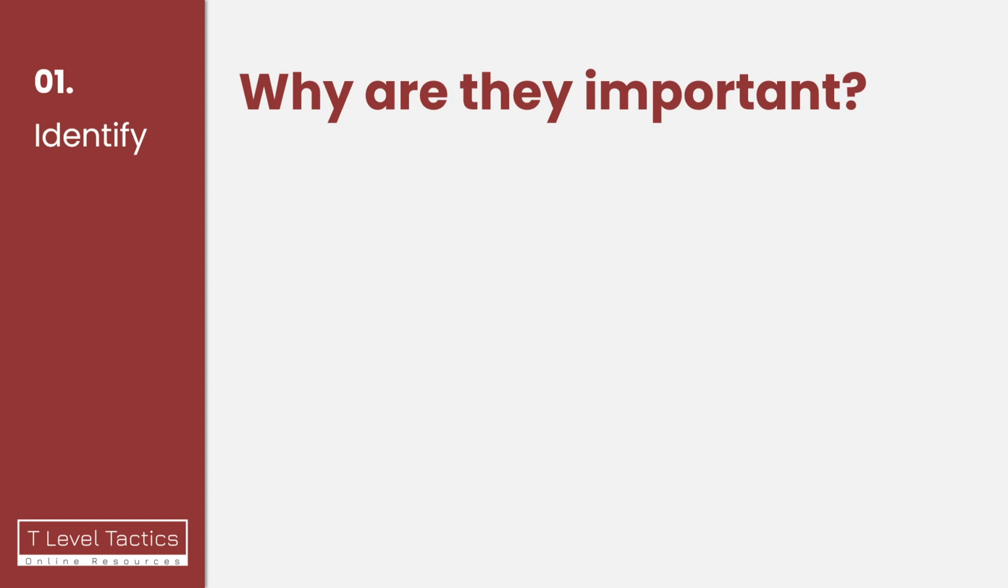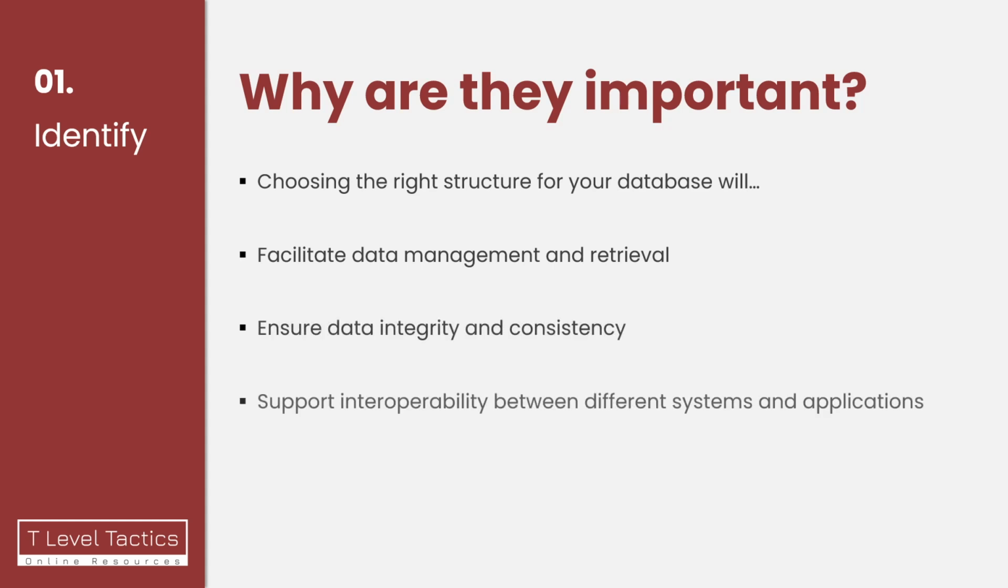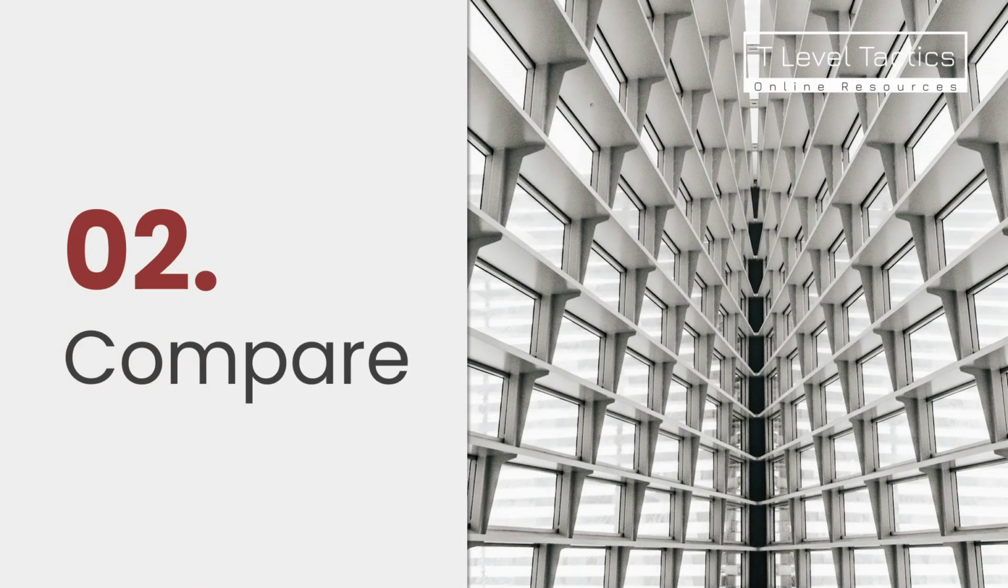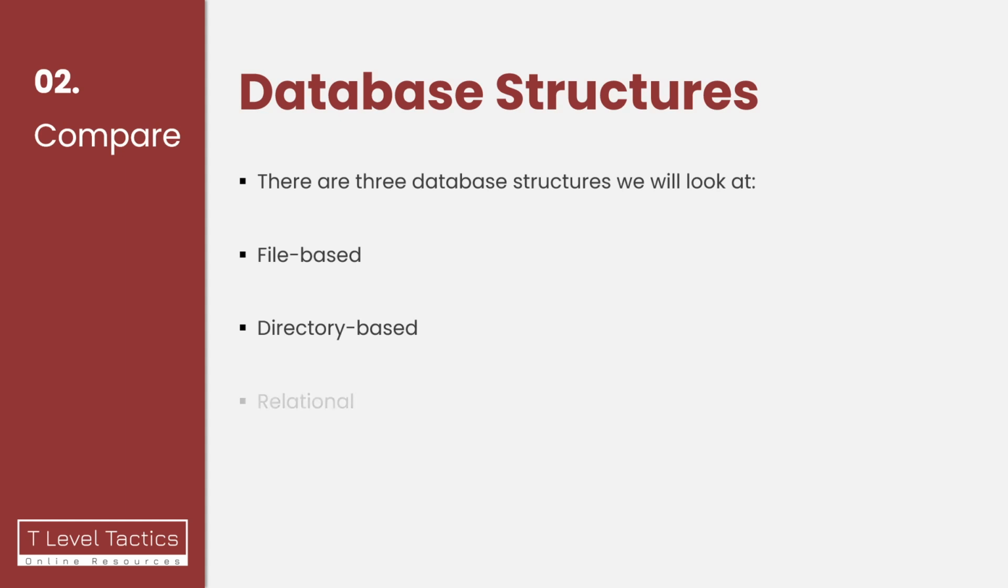So why are they important? Well, choosing the right structure for your database will facilitate data management and retrieval, ensure data integrity and consistency, support interoperability between different systems and applications, and influence the efficiency of data analysis and reporting. So let's look at some different database structures. There are 3 different database structures we're going to take a look at: file-based, directory-based, and relational.